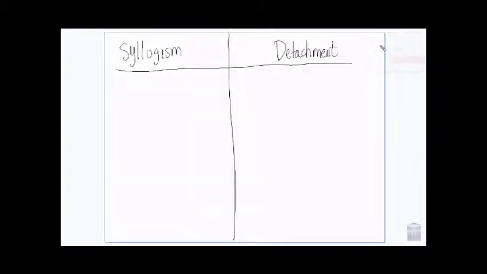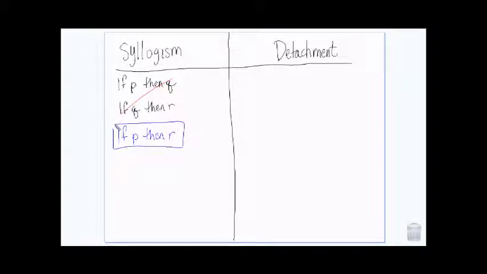With the law of syllogism, we had if P, then Q, and then we had if Q, then R. And so what we would do is take out Q. Get rid of Q. And then we go straight from this to if P, then R. Take out the middle guy. That's syllogism. So this is the conclusion.